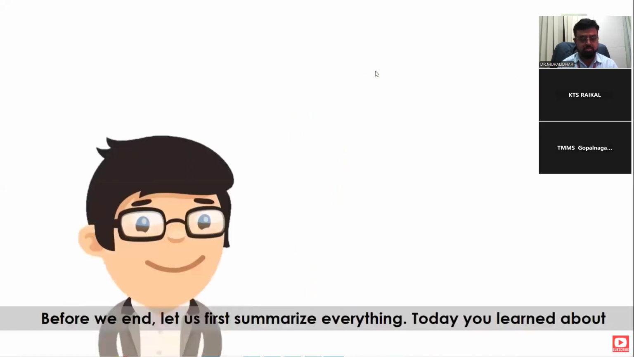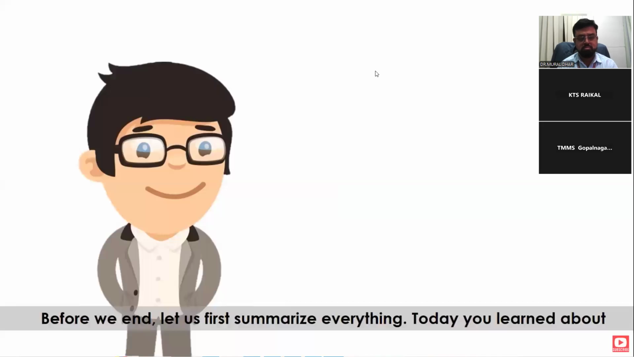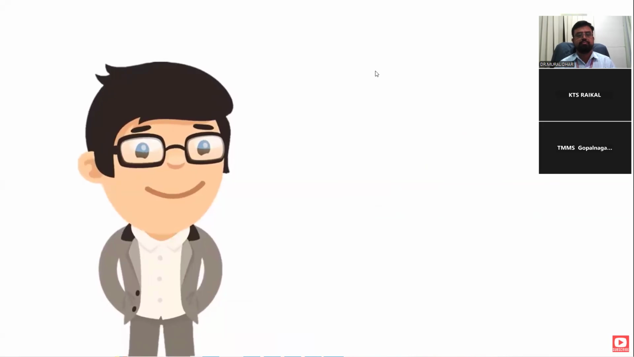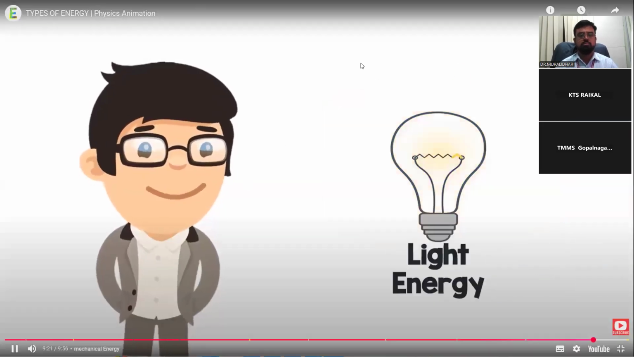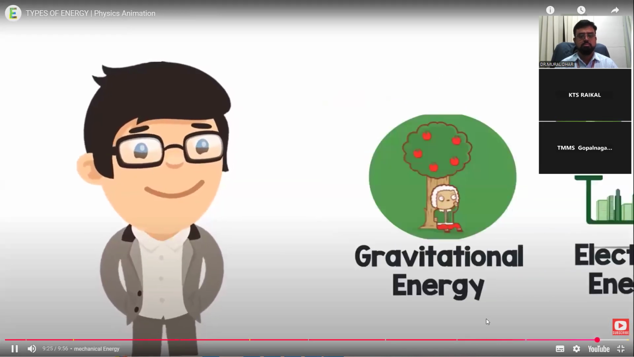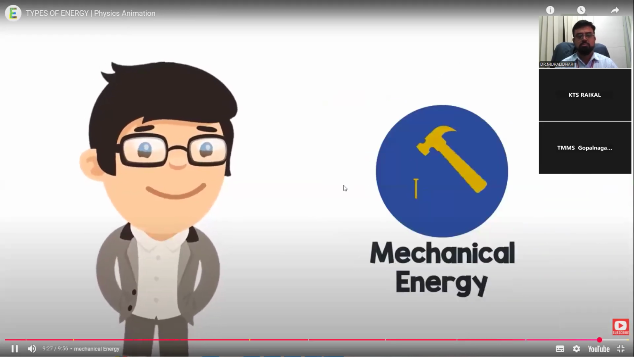Before we end, let us first summarize everything. Today, you learned about the 8 types of energy, namely thermal energy, radiant energy, light energy, chemical energy, nuclear energy, electrical energy, gravitational energy, and mechanical energy.